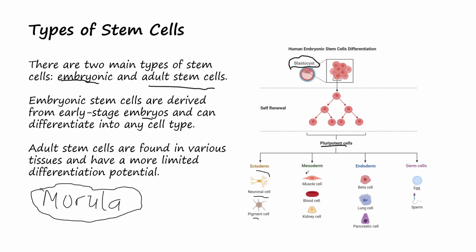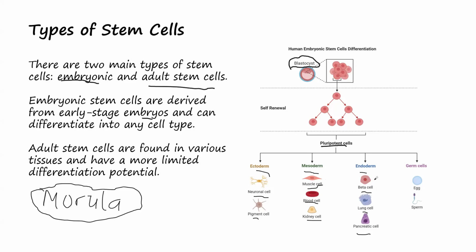And then we have mesoderm. So mesoderms are the types of stem cells that have the potential to produce muscle cells, blood cells, and kidney cells. So these are the different types of mesodermal stem cells. Then we have endodermal stem cells. They have the potential also to produce some limited number of cells. Examples, we have beta cells, lung cells, and pancreatic cells.